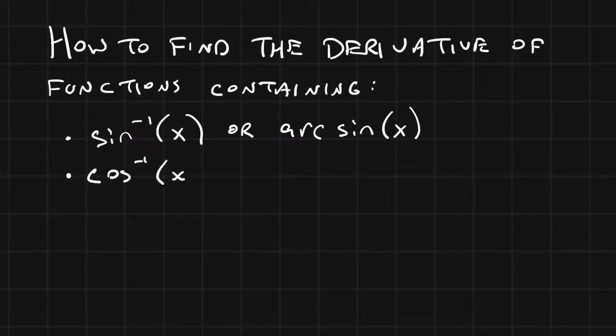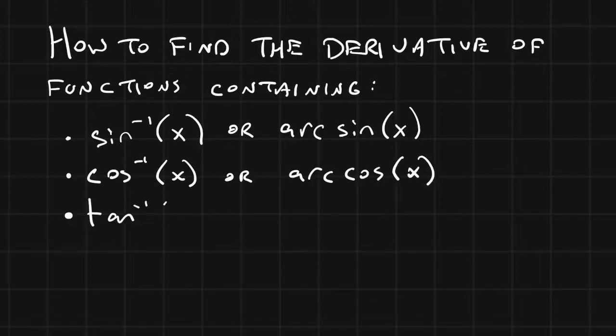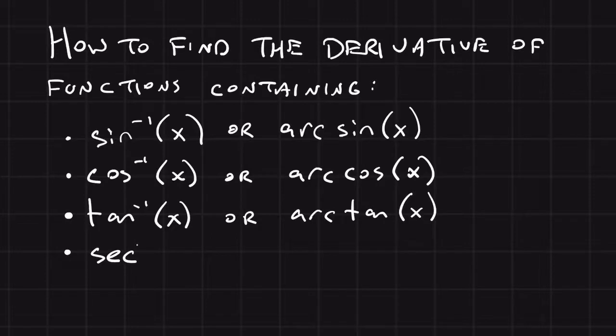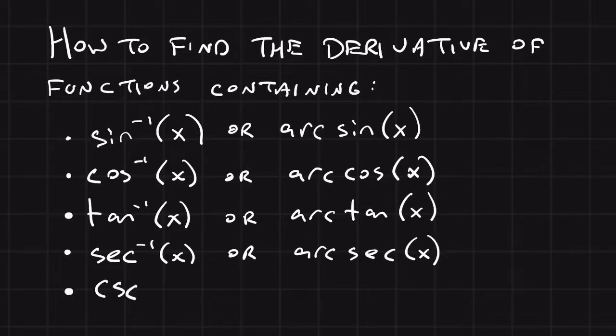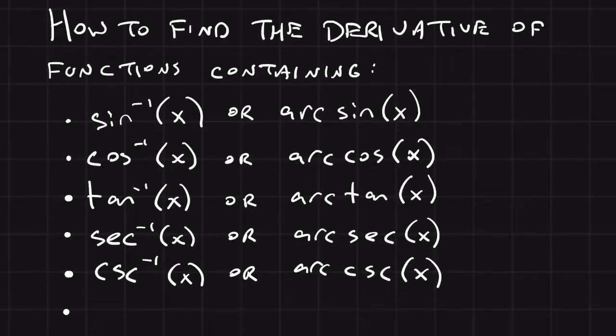Cosine inverse of x, or you could write that as arccos of x. Tan inverse of x, or arctan of x. Secant inverse of x, or arcsecant. Cosecant inverse of x, or arccosecant. And finally, cotangent inverse of x, or arccotan.